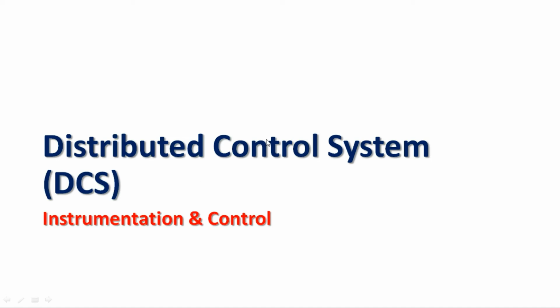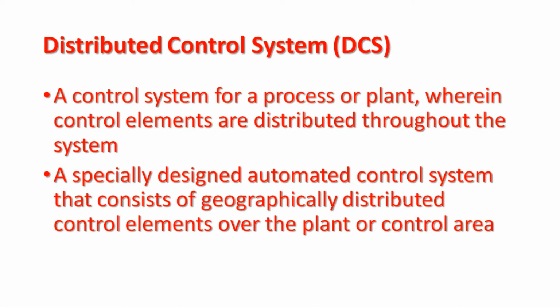Okay, so let's move on to the distributed control system. Distributed control system is an example of a control system that is designed for a process or plant wherein the control elements are being distributed throughout the system. It is also a specially designed automated control system that consists of geographically distributed control elements over the plant or control area.